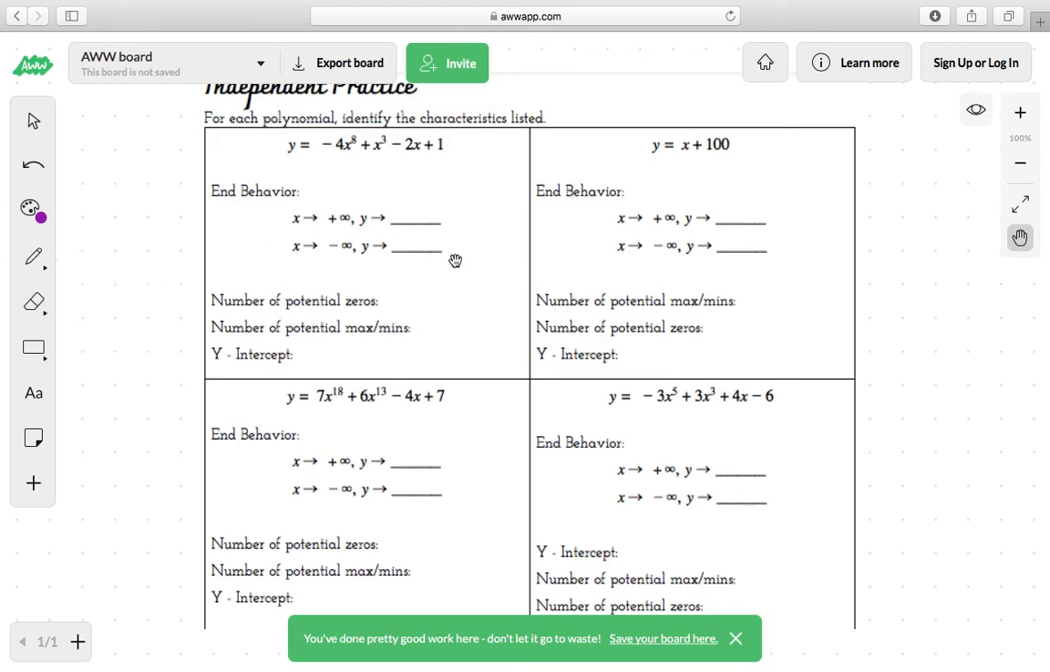So we are doing end behavior. Again, you're given the template. We're just filling in the blanks. And then the potential zeros, max and mins, and the y-intercept. That's what we did on Tuesday. Okay, so we're going to do those. I am going to start with end behavior.